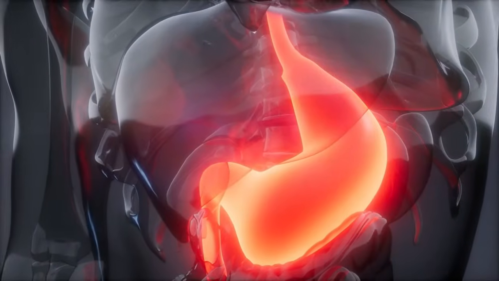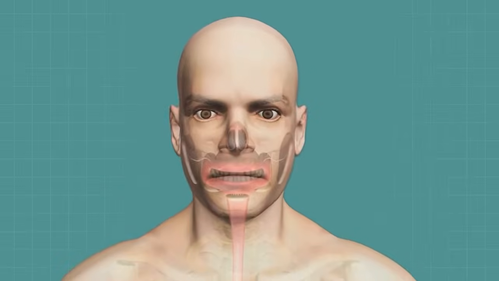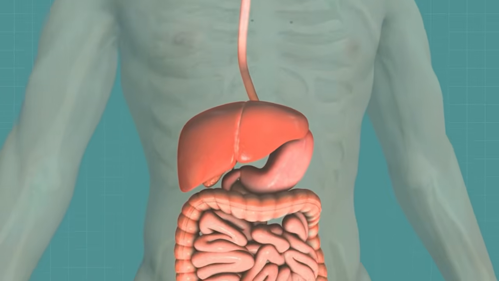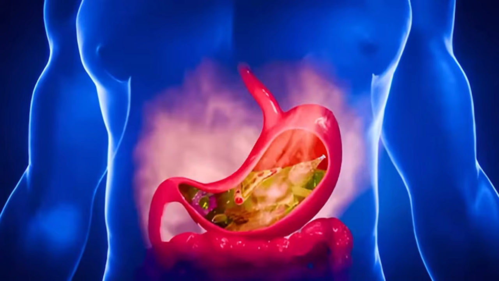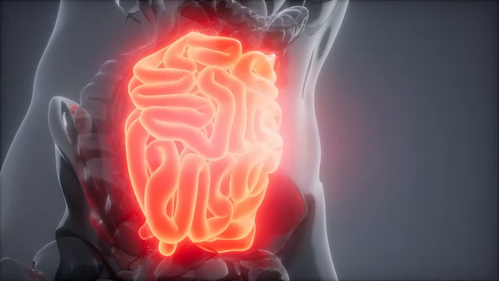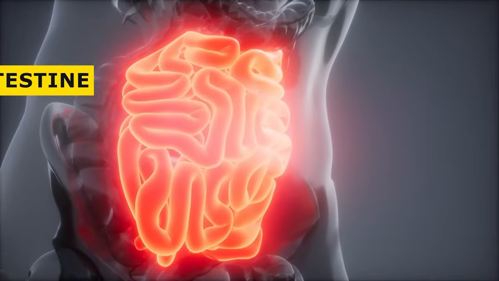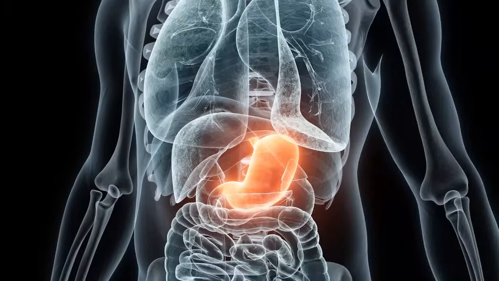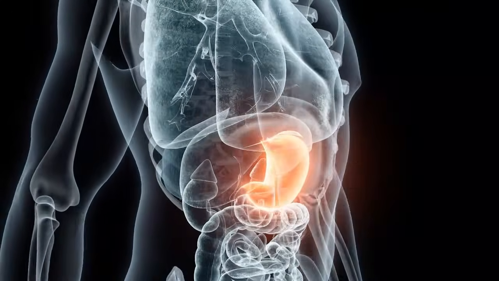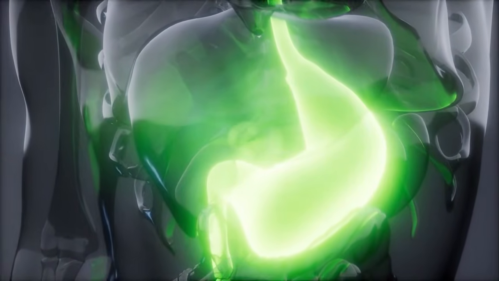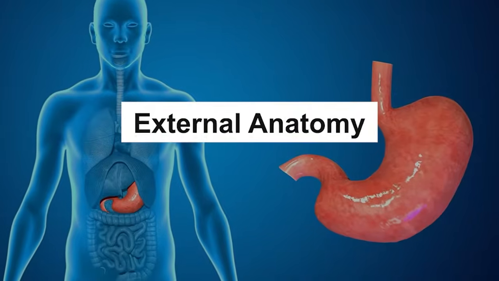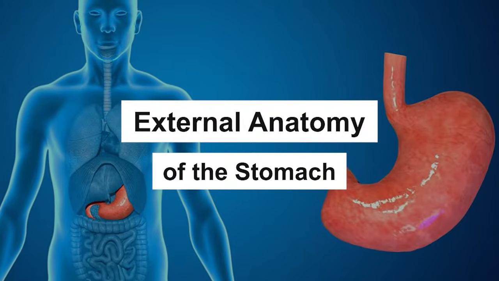The human stomach is a vital organ in the digestive system, responsible for the mechanical and chemical breakdown of food. It serves as a dynamic reservoir where food is temporarily stored, mixed with gastric secretions, and then delivered in controlled amounts to the small intestine. Structurally and functionally complex, the stomach's anatomy can be classified into external and internal features, each contributing uniquely to its digestive role. External anatomy of the stomach.